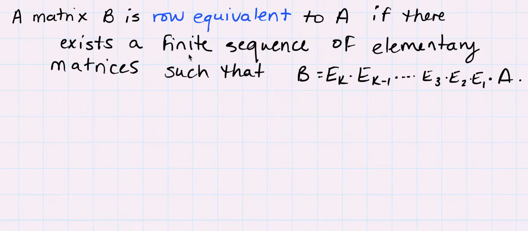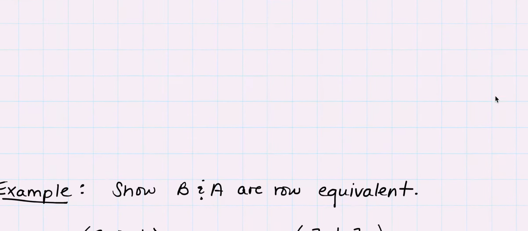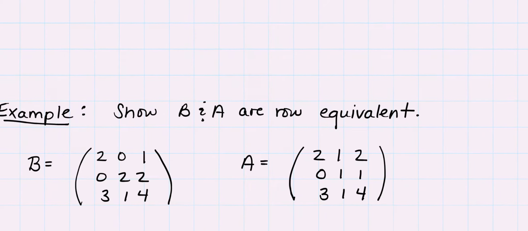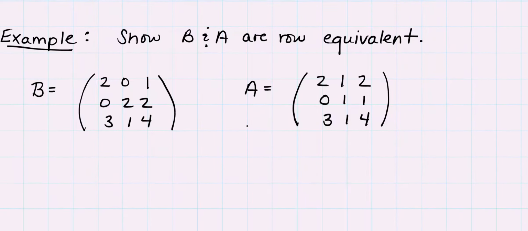Last time we ended on this definition. We said that a matrix B is row equivalent to a matrix A if there exists a finite sequence of elementary matrices such that B is the product of these elementary matrices times the matrix A. Let's look at an example. Let's show that B and A are row equivalent. That means show that B is row equivalent to A and A is row equivalent to B.